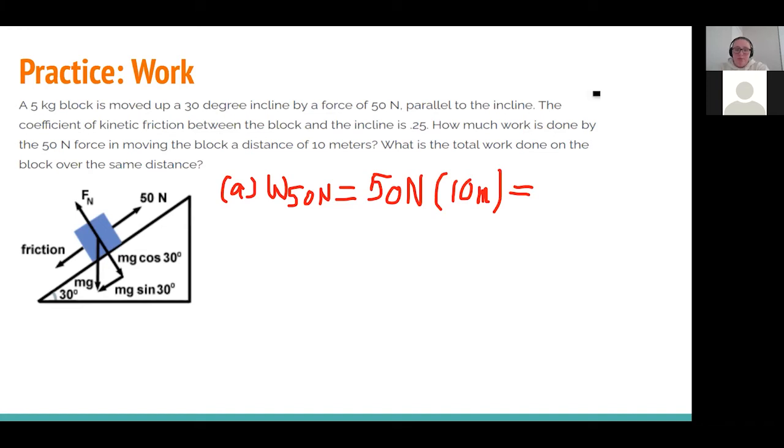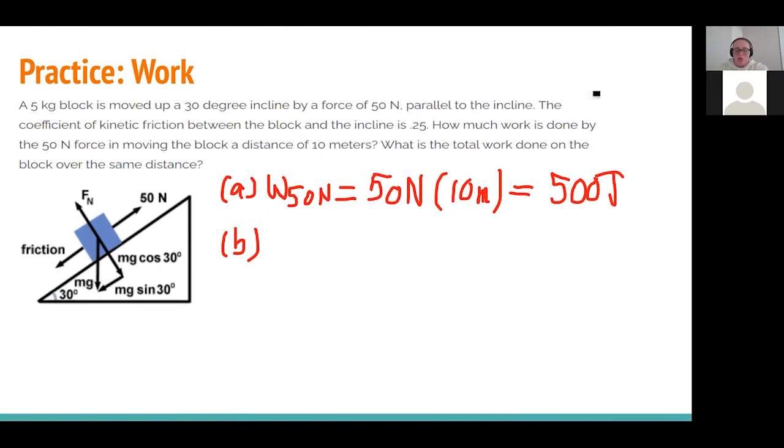And we can see from the problem, because it says a 5 kilogram block is being moved up a 30-degree incline, that the block is also moving up the ramp. So the block and the force are in the same direction. So we're looking at a positive 500 joules of work here. So that's just the first part, individual force. Now we have to look at all of them.